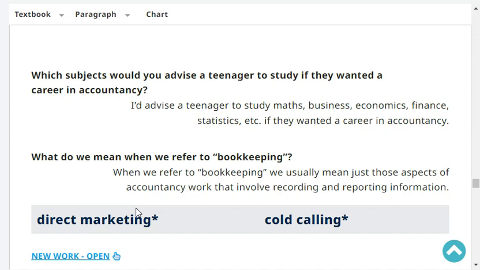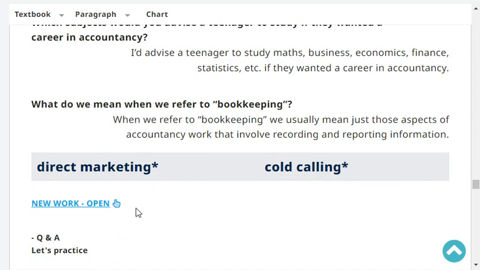What do we mean when we refer to bookkeeping? When we refer to bookkeeping, we usually just mean those aspects of accountancy work that involve recording and reporting information. Very good.